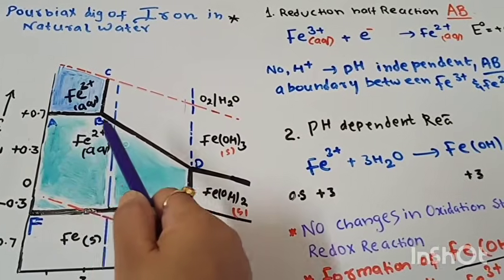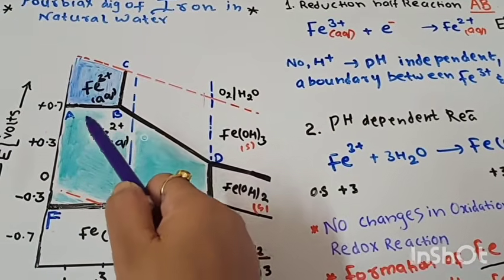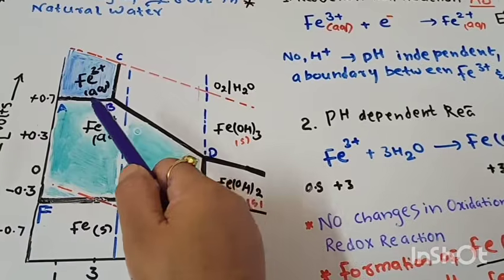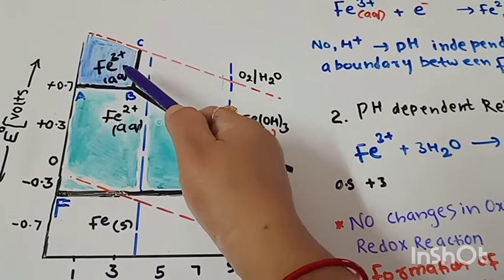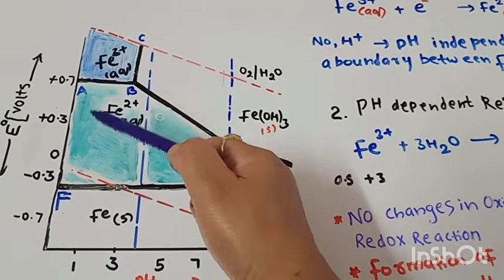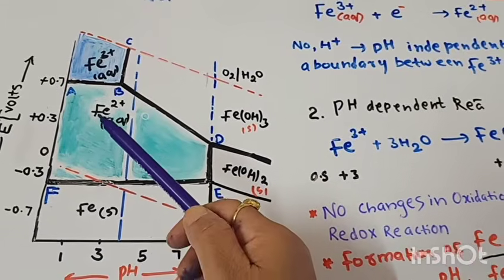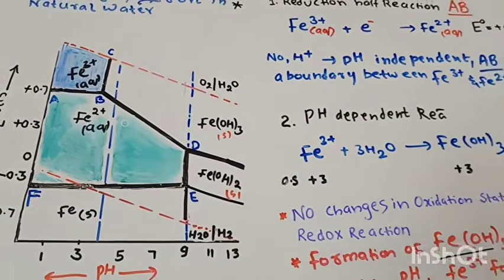And one more important thing, here we can see the two different oxidation states existing. On one side our 3+ ions, ferric ions, and on the other side Fe2+ ions exist on the horizontal line AB.